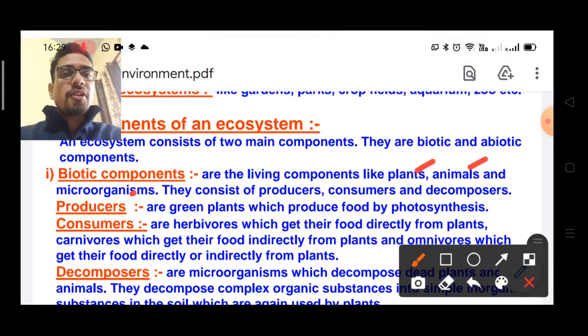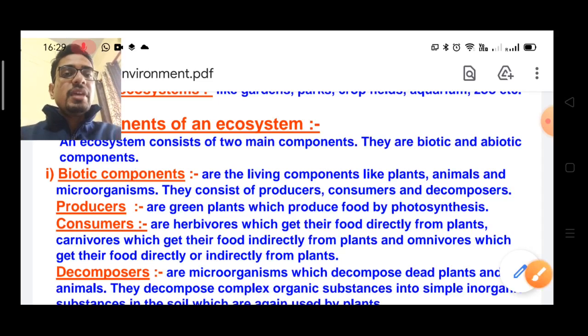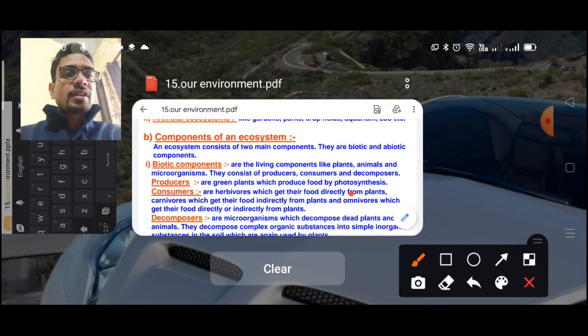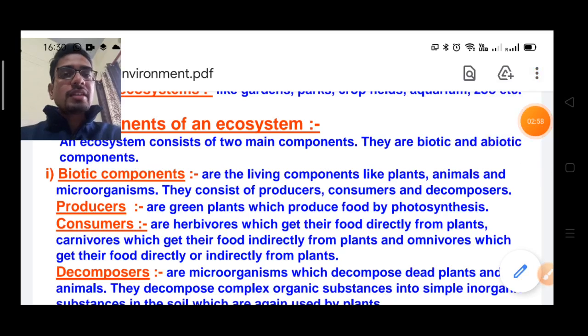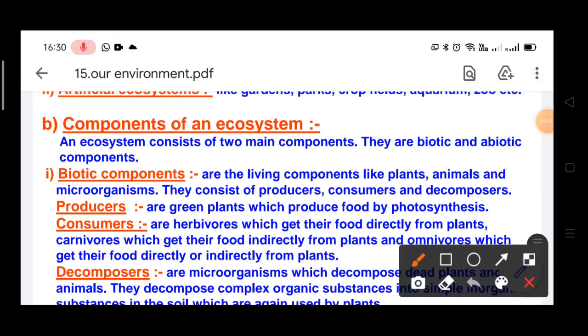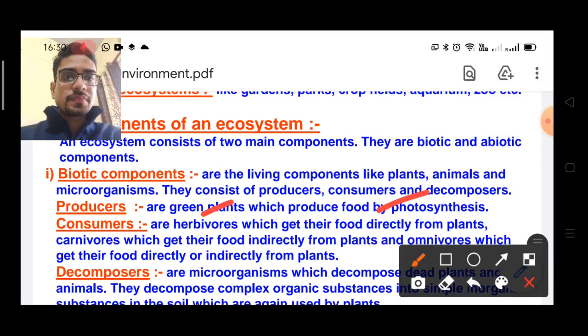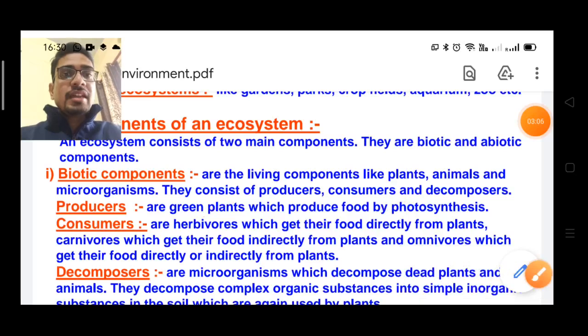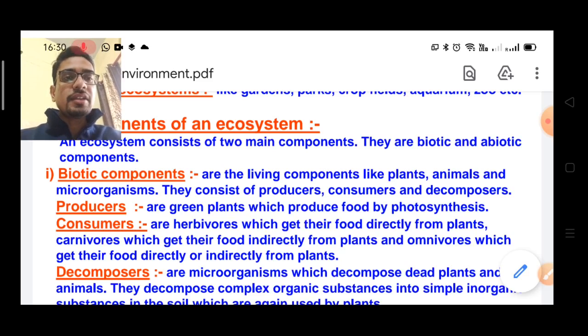And we further divide biotic components into more categories. As you know, the main component of our ecosystem is plants, because plants are the ultimate source of food. So plants are called producers. Producers are green plants which produce food by photosynthesis. Okay. Then consumers, which consume. They can be directly dependent on plants, or they can be carnivores which take food indirectly from plants.